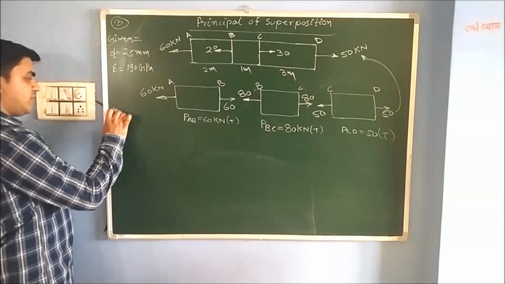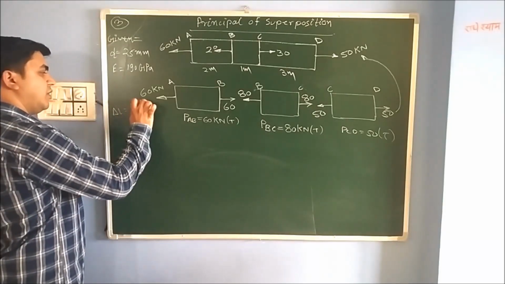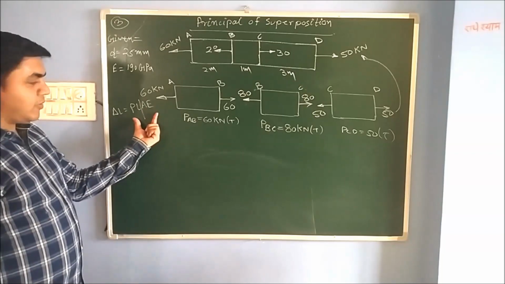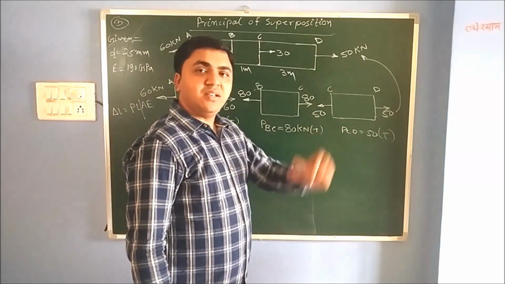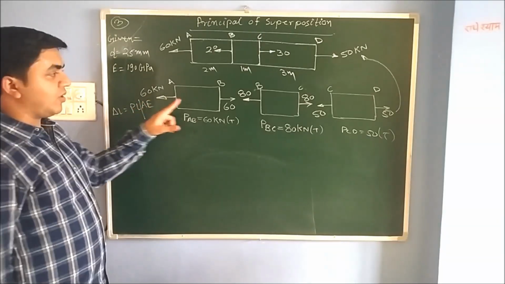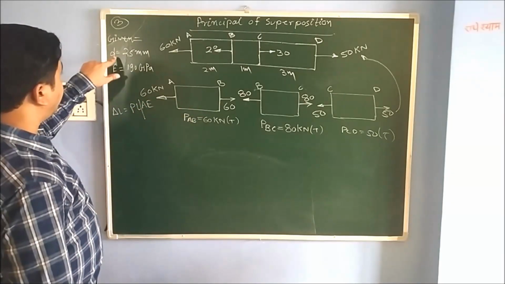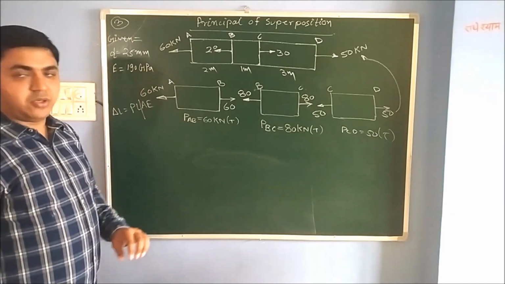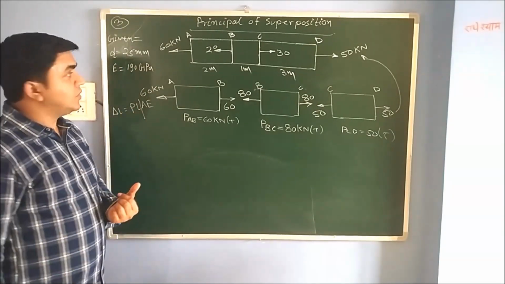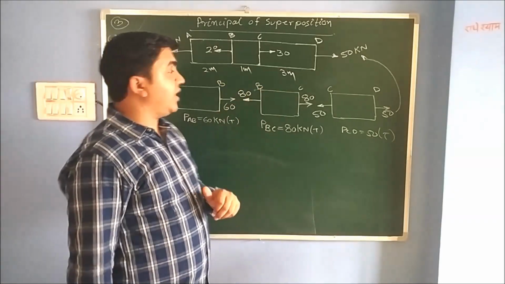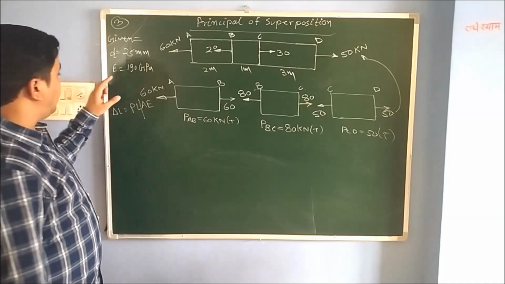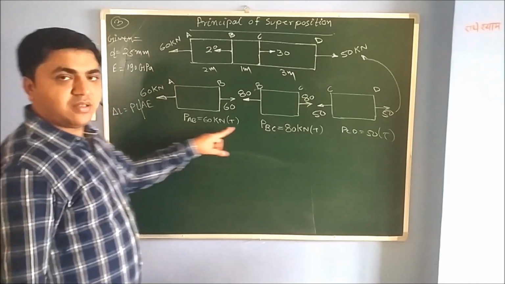So I know the value of change in length is what? PL upon AE. So you have to apply this PL upon AE formula for all three sections. Now the area is same for all three sections because the 25 mm diameter is given to you. But now the load is different, length is different, Young's modulus is also same. So area and Young's modulus can be taken out as a common, and only load and length will be there.